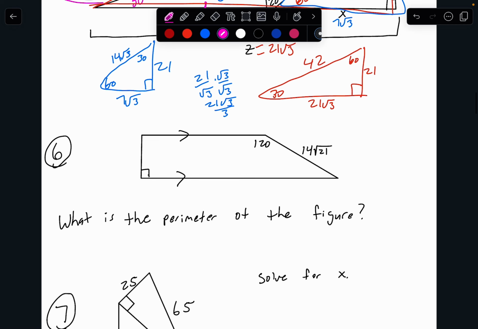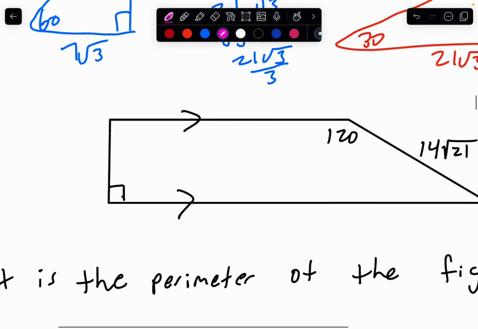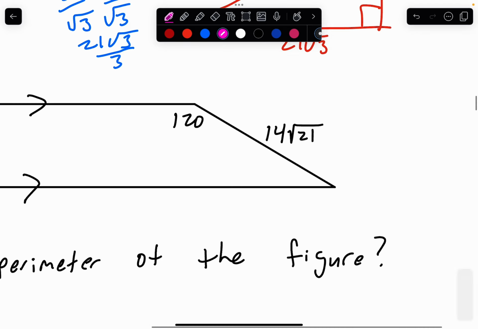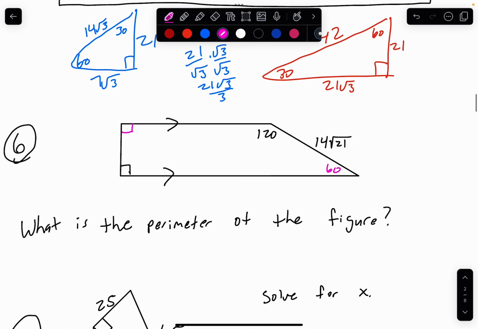Number 6, we got parallel lines. We got a right angle. Well, parallel lines tell us that the same side interior angles have to add up to 180, so this would also be 90. Over here, this would have to be 60. It's actually a trapezoid if you know your trapezoid properties.